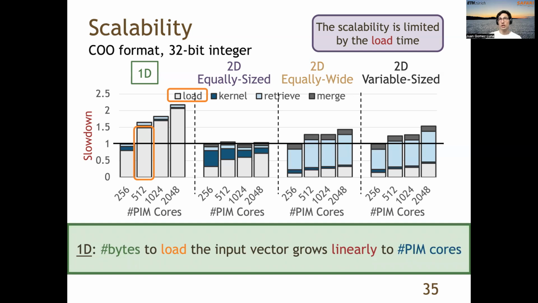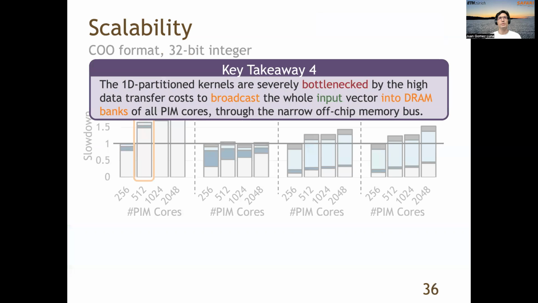So there are better choices, as we can see in this slide. 2D partitioning in the end reduces a lot the load time and makes it more suitable in the majority of cases for this kind of PIM system.